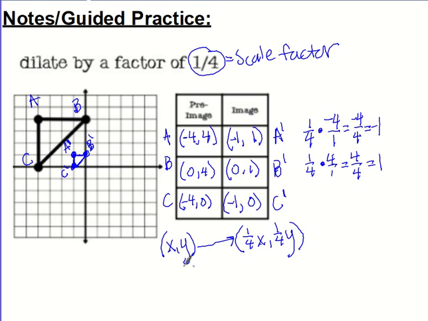Okay, so this is how we do it. This is what your algebraic expression looks like. So this is a reduction, right? This is a reduction. Actually, let's write that. Reduction.